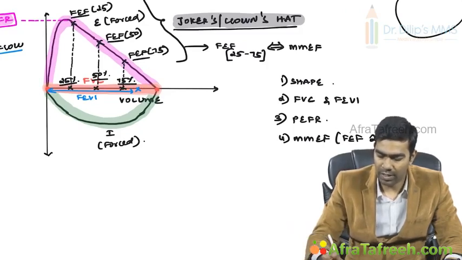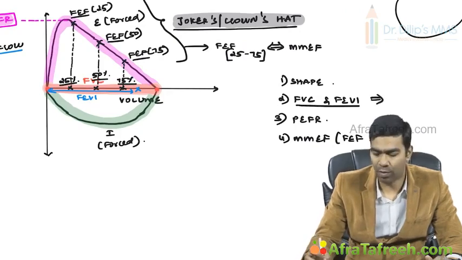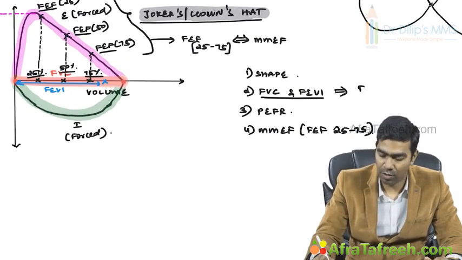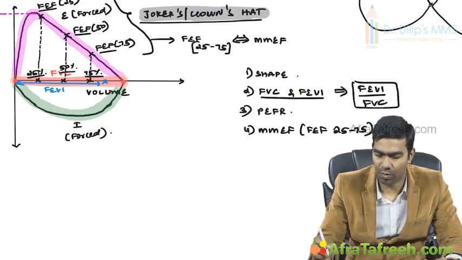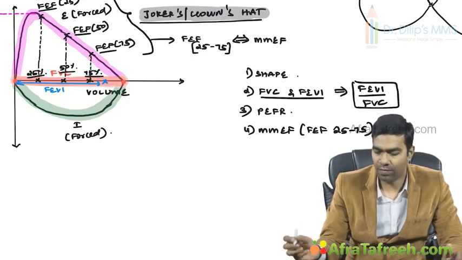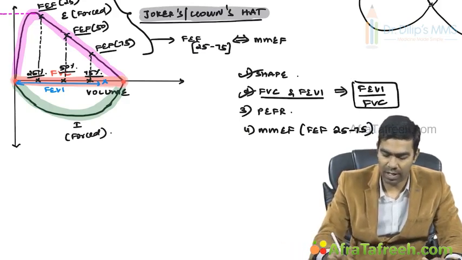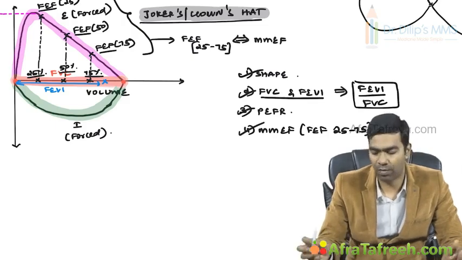Clear? Using this FVC and FEV1, you can also find out the Tiffeneau index. This also can be found out through the flow volume loop. Clear? So a lot of things you can assess through the flow volume loop, but these are the major things that I need in a flow volume loop.